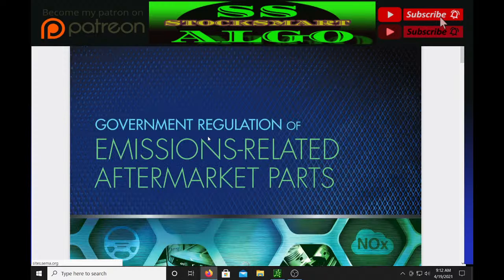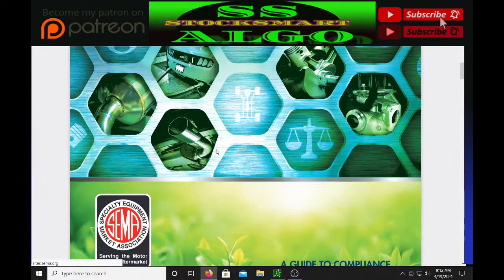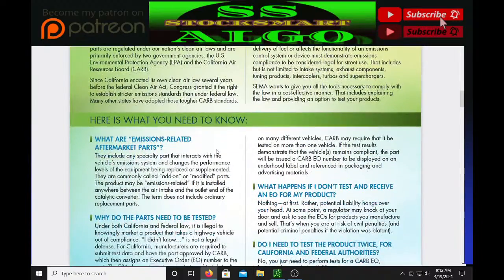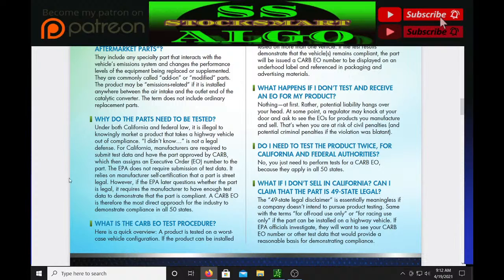What are we looking at here? Government regulation of emissions-related aftermarket parts. A CARB EO is therefore the most direct approach for the industry to demonstrate compliance in all 50 states. Okay, so that'd be a CARB with the assigns an executive order number to the part. The EPA does not require submission of test data.